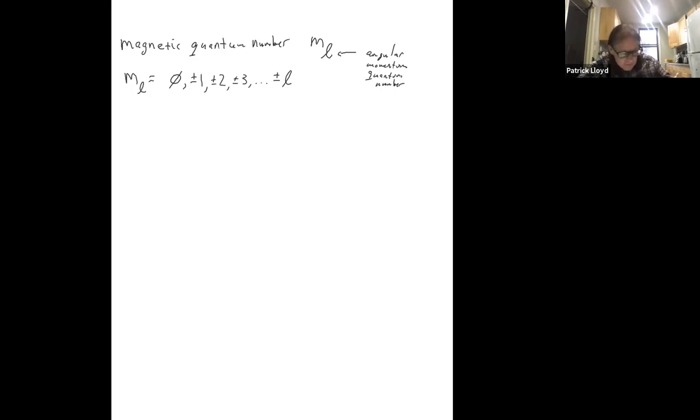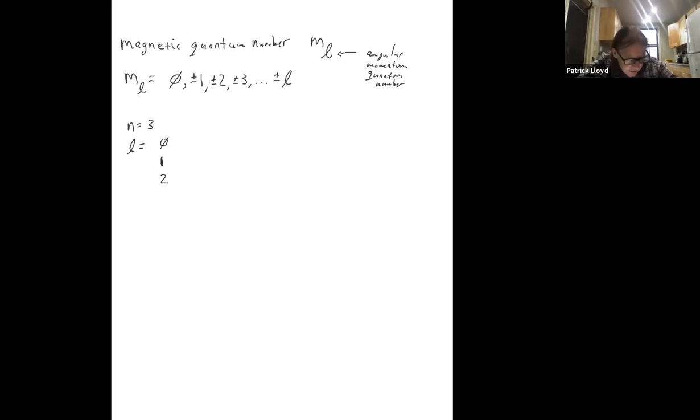Okay, so here's an example. Suppose n equals 3. Well, that tells us that L could be 0 or 1 or 2. There's 3 possible values for L. So what about M sub L? Well, M sub L cannot be greater than L or less than negative L. If L is 3, M sub L could be 2 or 1, but it can't be greater than 3, and it can't be more negative than negative 3.